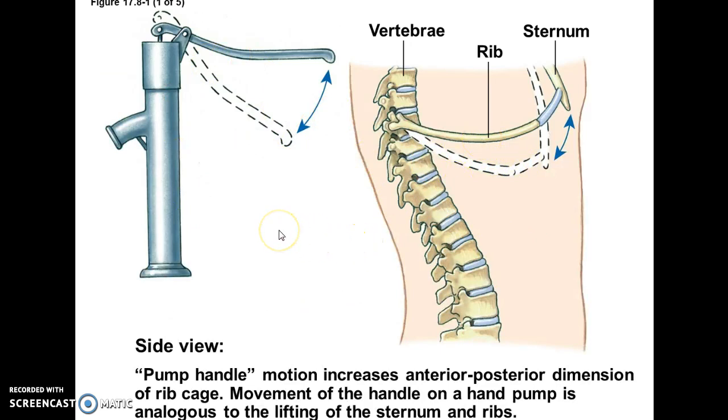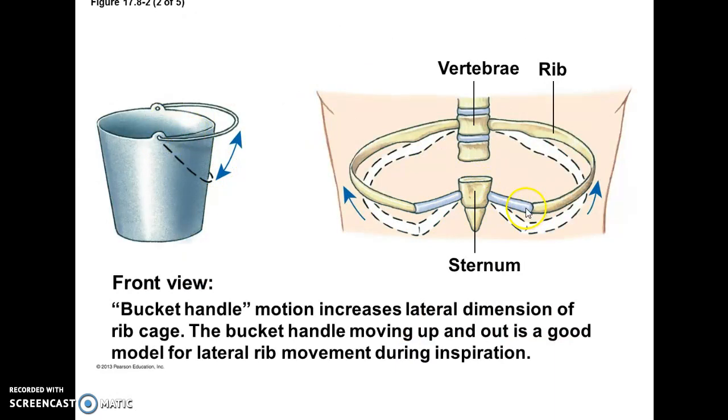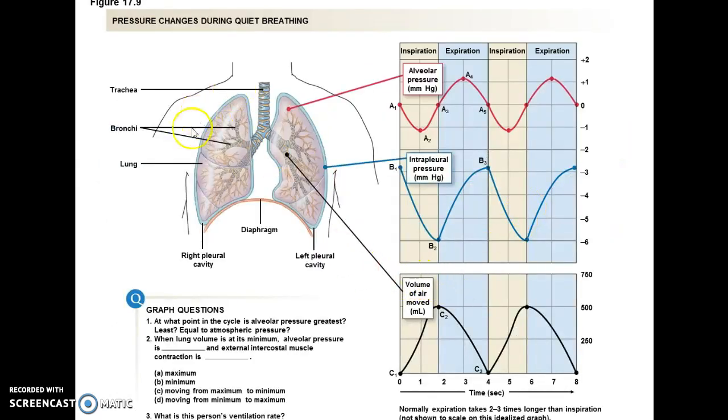So in order for us to breathe in, like a handle on a bucket, or like the handle here on a hand pump, you're going to increase, right, the position of your ribs, and that's actually going to create a greater volume. Okay, so see, like a bucket handle. And so by doing that, you're going to also cause air to flow inward.